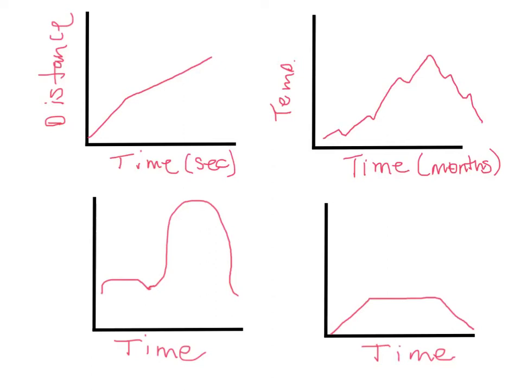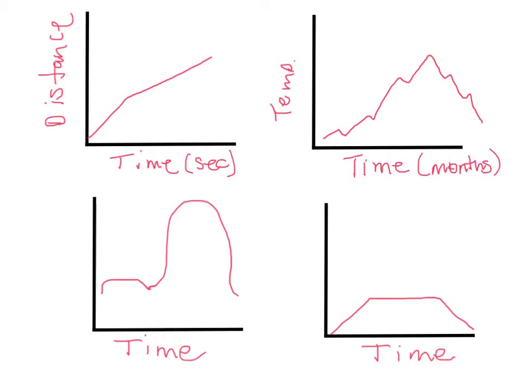On the second graph here, I plotted what temperature might look like over a year's time. If we think about the months going from January to December, we might think about low temperatures getting warmer, highest in summer, starting to get cooler again, and then cold at the end of the year. So you can see how that might go up and down a little bit over time.